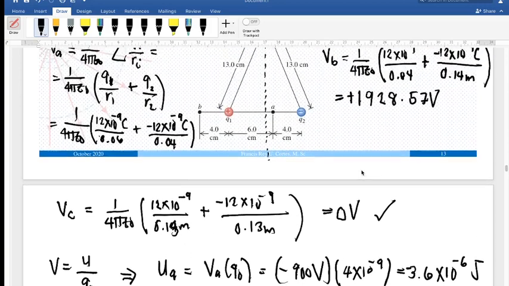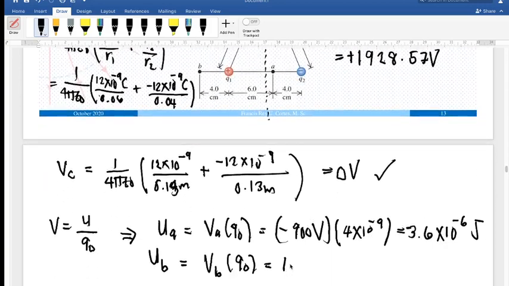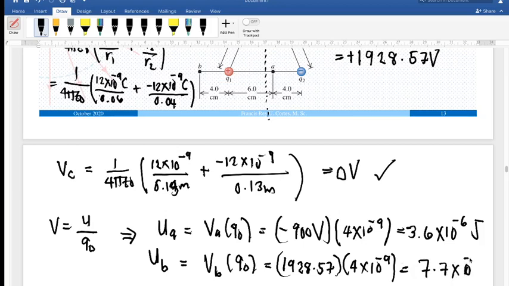So what is the potential at point B? That is 1928.57 multiplied with 4 times 10 to the negative 9. So how much is that? 1928.57 multiplied with 4 times 10 to the negative 9. So that is equal to 7.7 times 10 to the negative 6 joules. So that's how you do it.